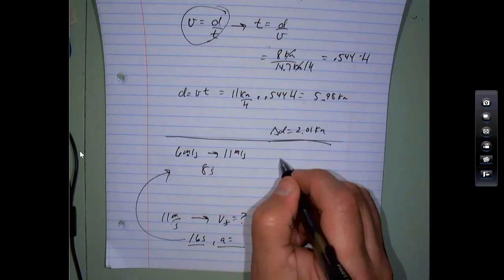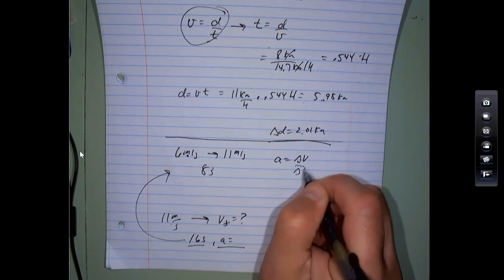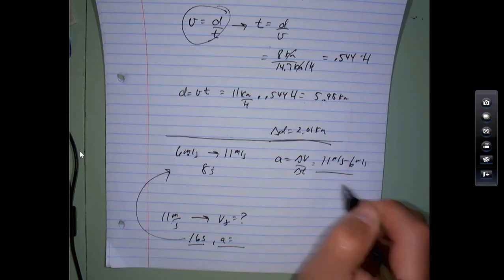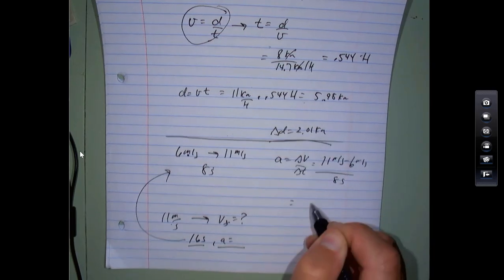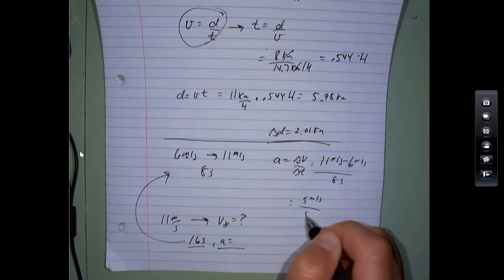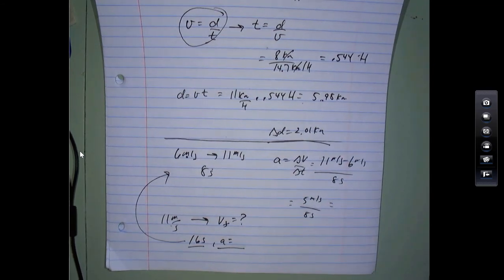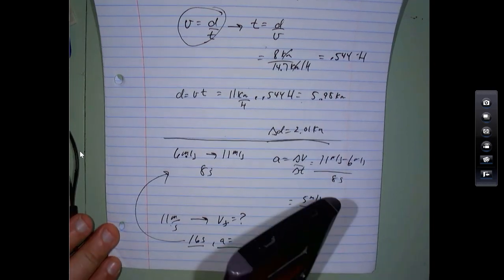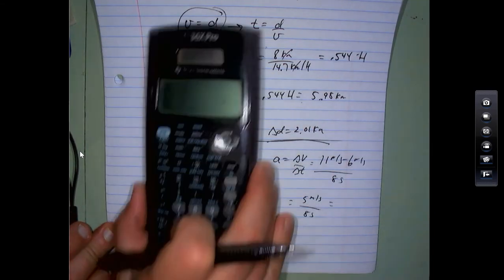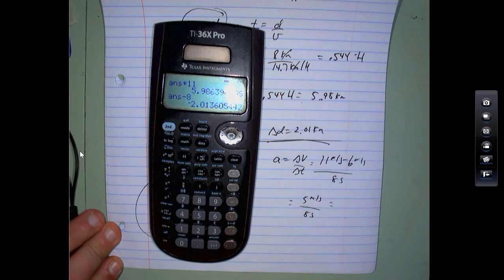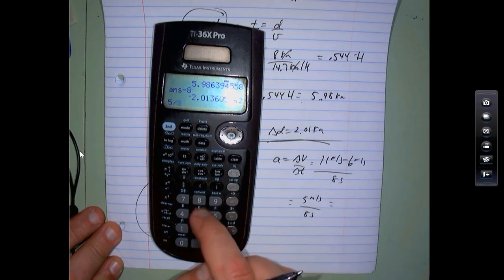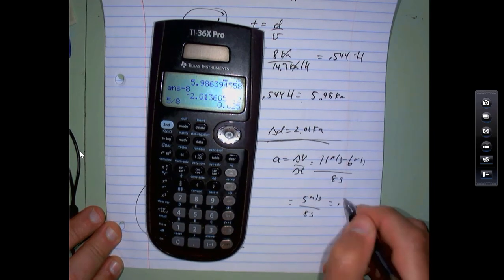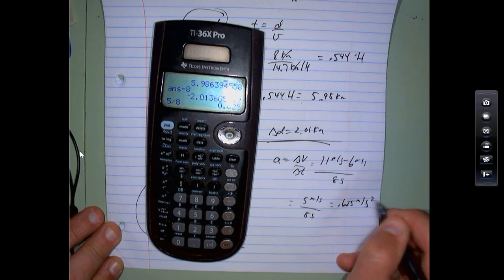Okay, so let's figure out the acceleration from this part. Delta V over delta T. So 11 meters per second minus 6 meters per second. This happened in 8 seconds. So this would be 5 meters per second divided by 8 seconds. So 5/8 meters per second per second. That's the correct way to say it. Usually we just write it as meters per second squared, but meters per second squared means meters per second per second. So 5 divided by 8, 0.625 meters per second squared, but you can write it like this.